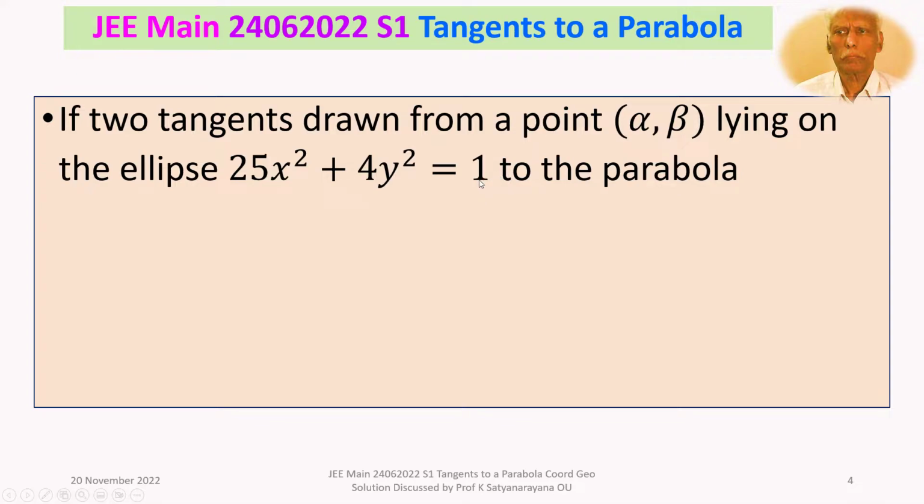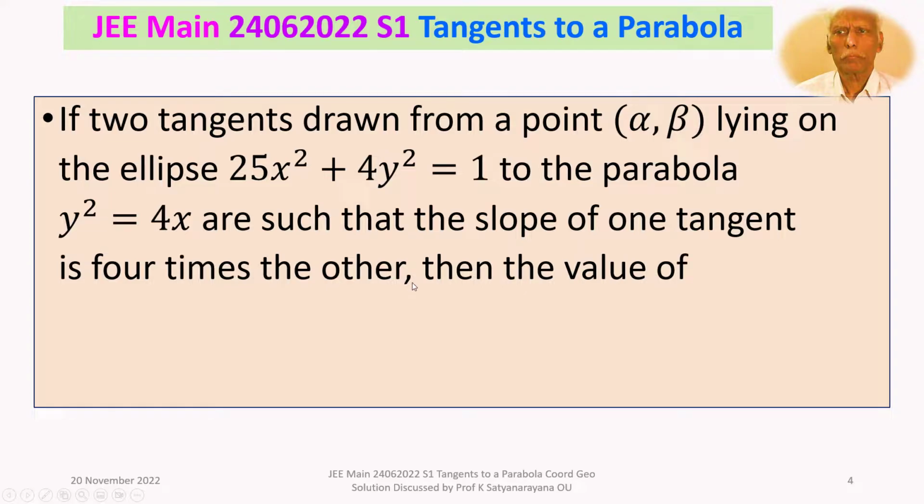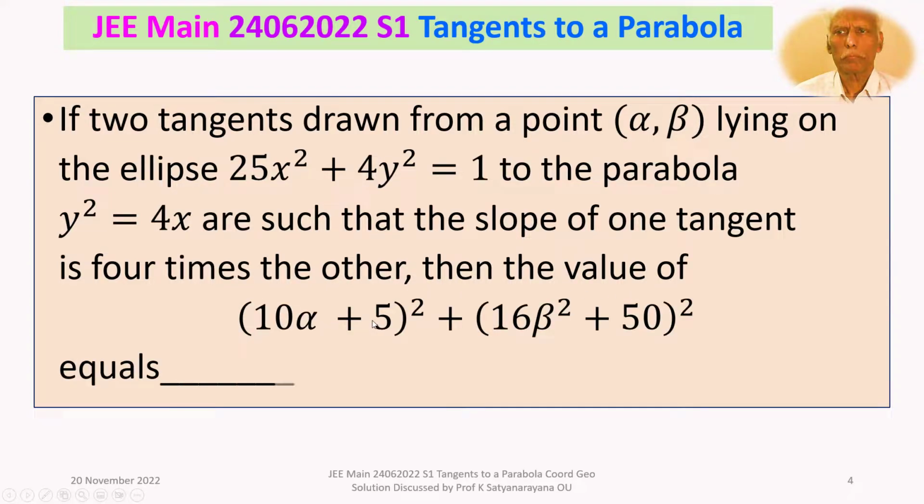to the parabola y square is equal to 4x are such that the slope of one tangent is 4 times the other, then the value of (10 alpha plus 5) whole square plus (16 beta square plus 50) whole square equals.